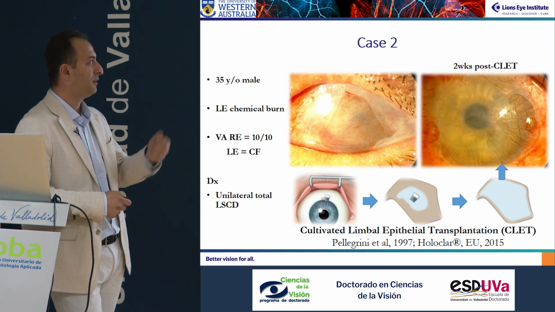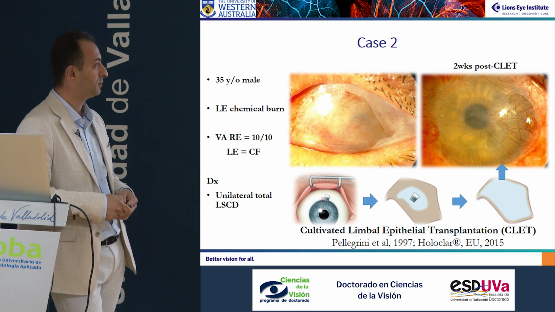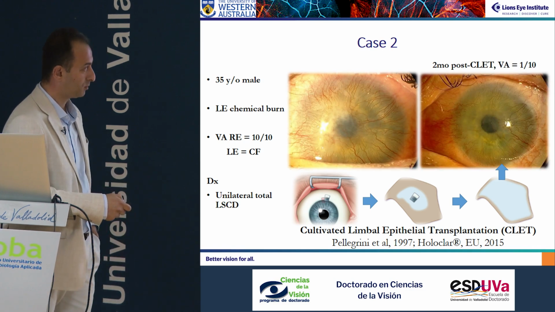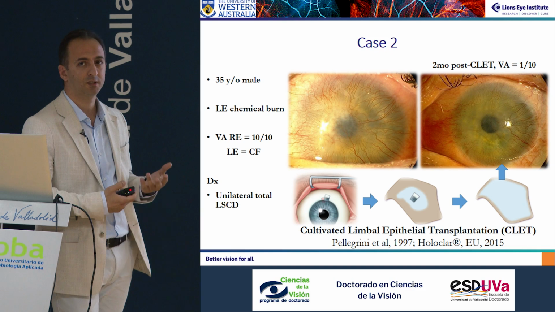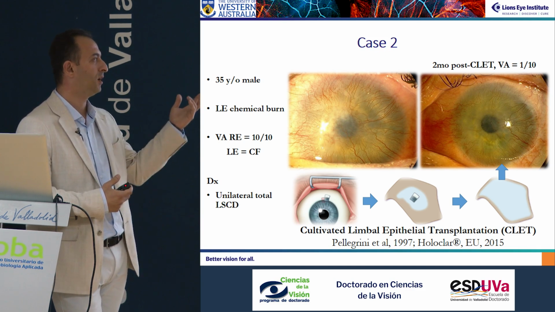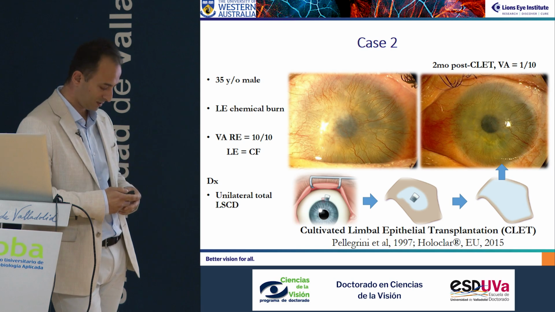So in our patient, after 2 weeks, the vessels have regressed and the cornea became a bit clearer. And then after 2 months, this patient had 1/10 vision. Depending on the patient's need, you might decide to do penetrating keratoplasty or corneal graft. Or if the other eye is normal and the patient doesn't need better vision, then you can just leave it as it is.